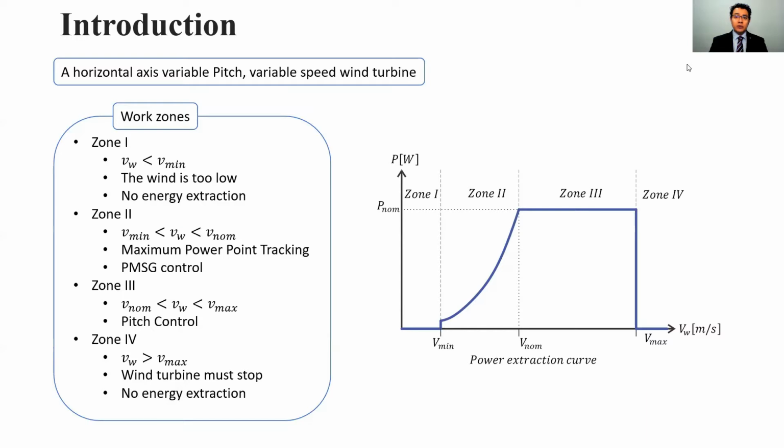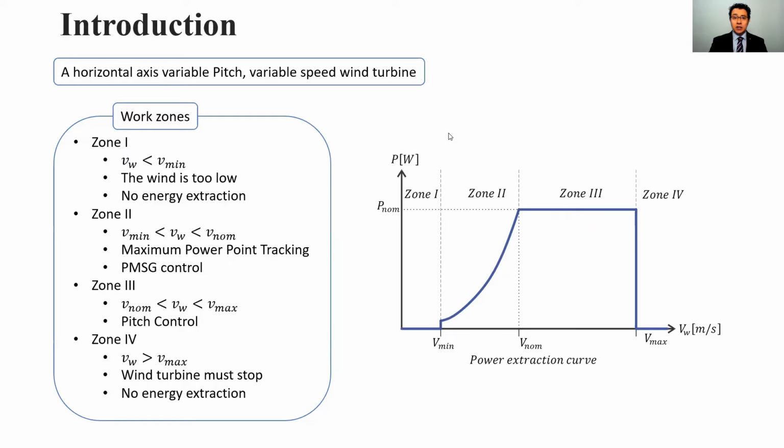The amount of power extracted from different wind speeds depends on the configuration and design of a wind turbine. Specifically, for a horizontal axis, variable pitch, and variable speed wind turbine, we have the following four work zones. In Zone 1, the wind speed is too low to overcome the inertia and friction forces to move the wind turbine. So in this zone, it is impossible to extract power from the wind.